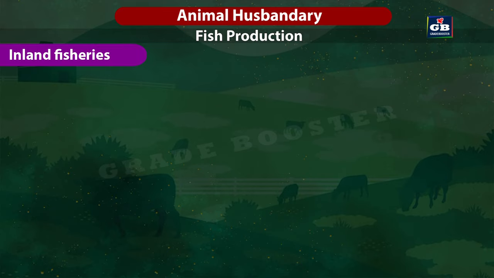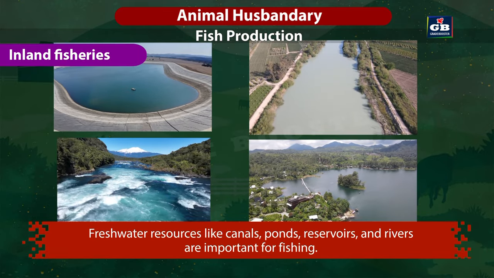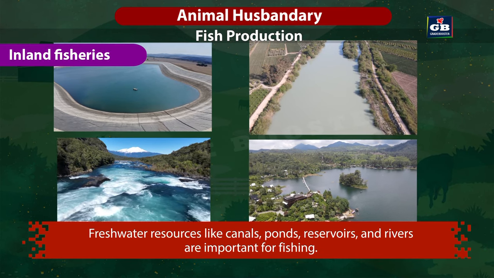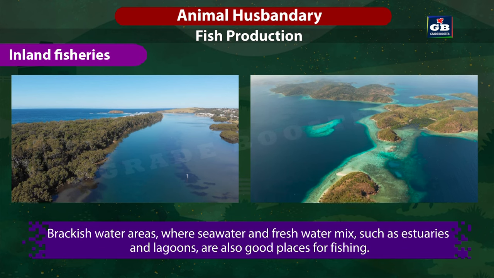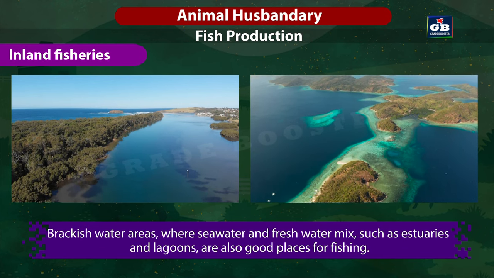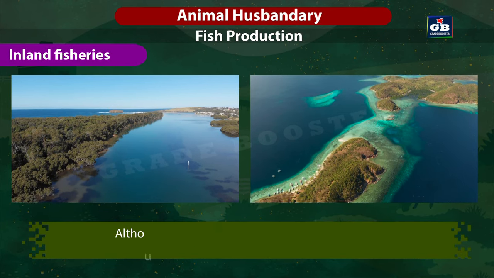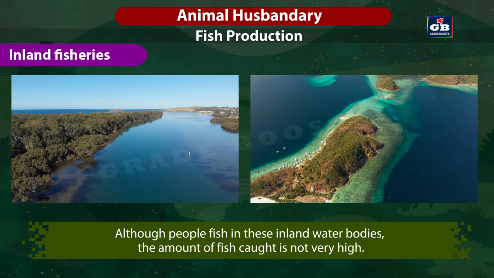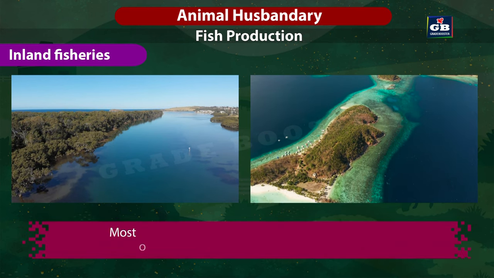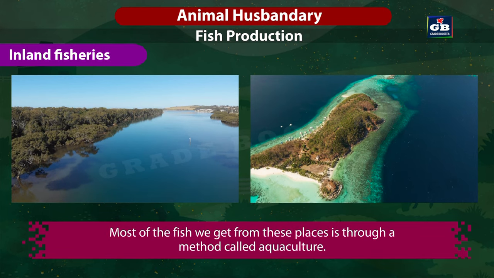Inland fisheries. Freshwater resources like canals, ponds, reservoirs, and rivers are important for fishing. Brackish water areas where seawater and freshwater mix, such as estuaries and lagoons, are also good places for fishing. Although people fish in these inland water bodies, the amount of fish caught is not very high. Most of the fish we get from these places is through a method called aquaculture.